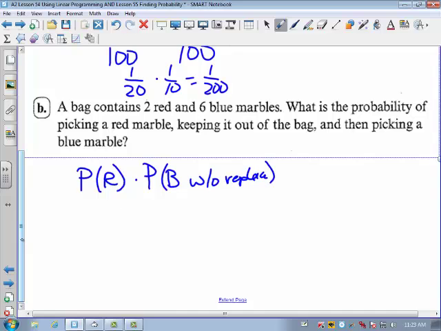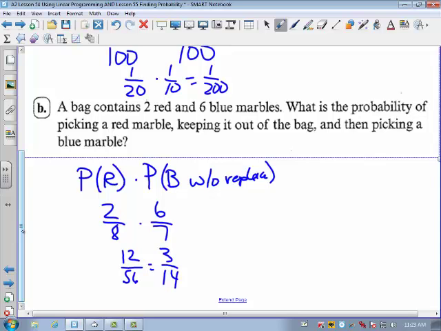Okay, so what's the probability of getting a red marble? 2 out of 8 times the probability of getting a blue marble without replacement. 6 over 7, because there are no longer 8 marbles in the bag. So whenever I multiply those, I get the final answer. With me on that?